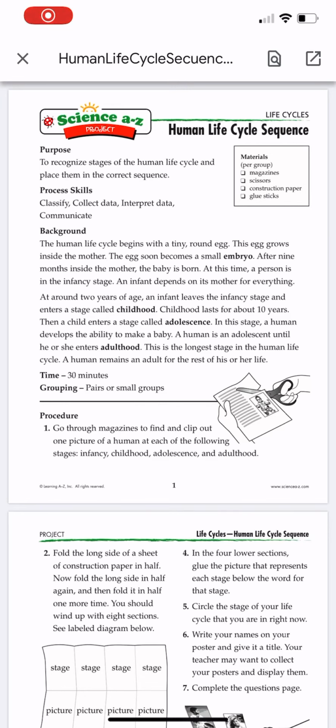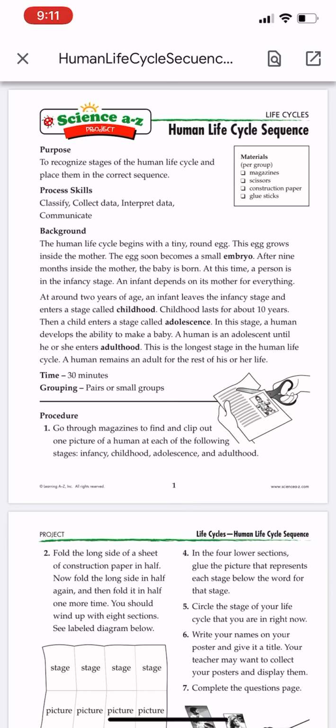Human life cycle sequence. Purpose: to recognize stages of the human life cycle and place them in the correct sequence. Process skills: classify, collect data, interpret data, communicate.